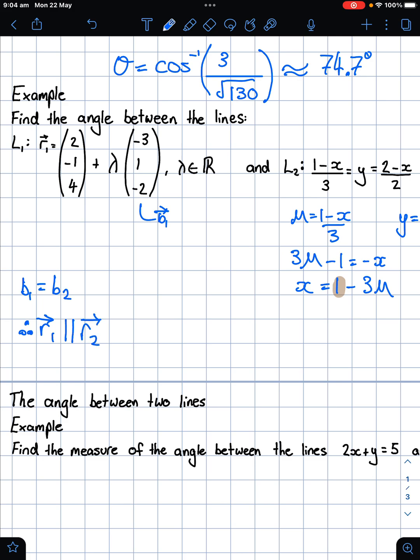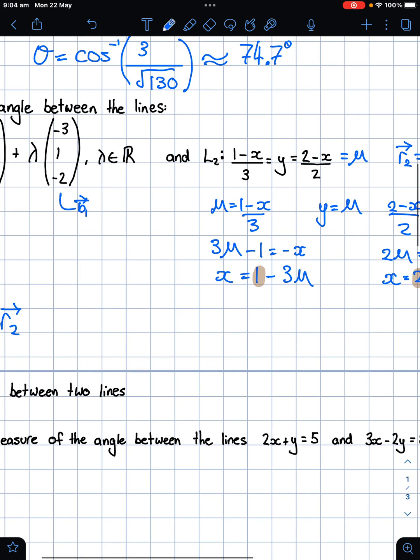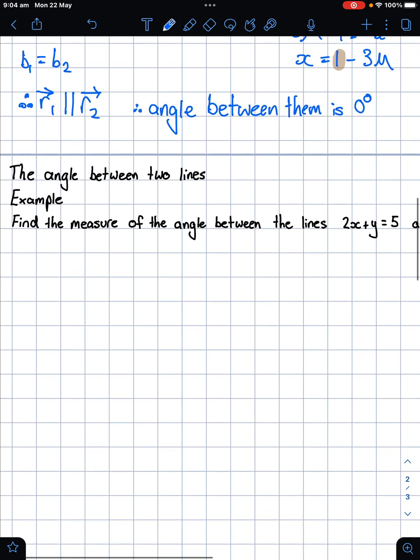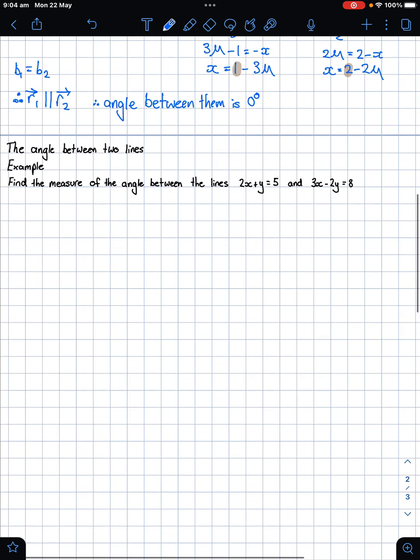And then what is this? Oh, it says find the angle, therefore the angle between them is 0 degrees.